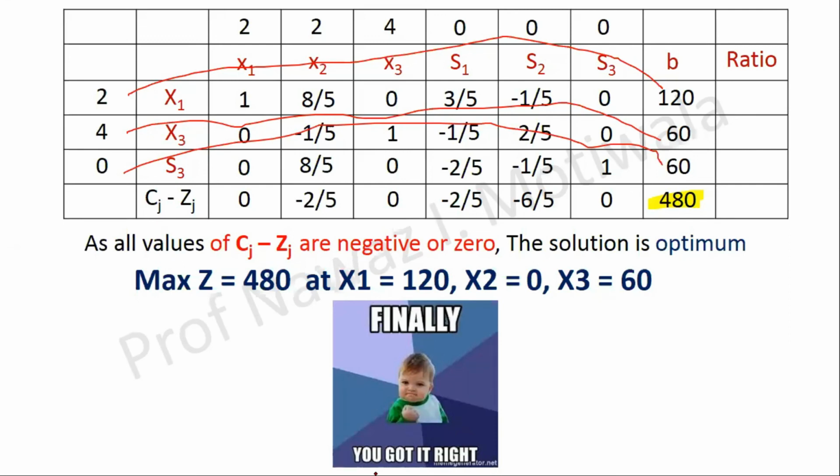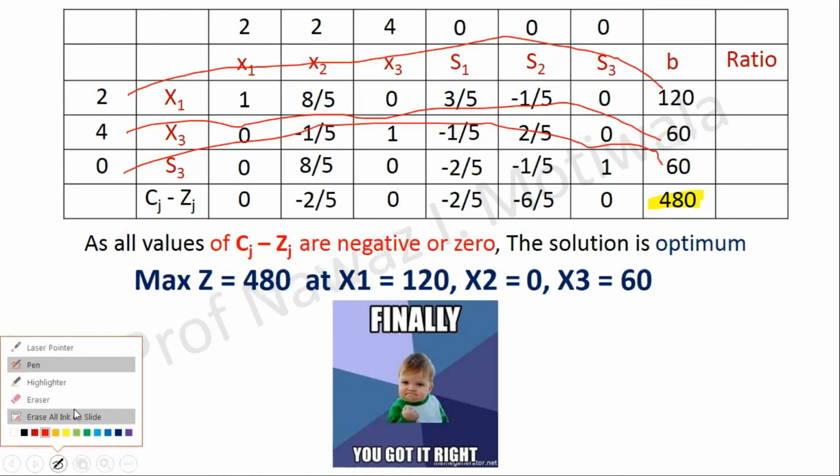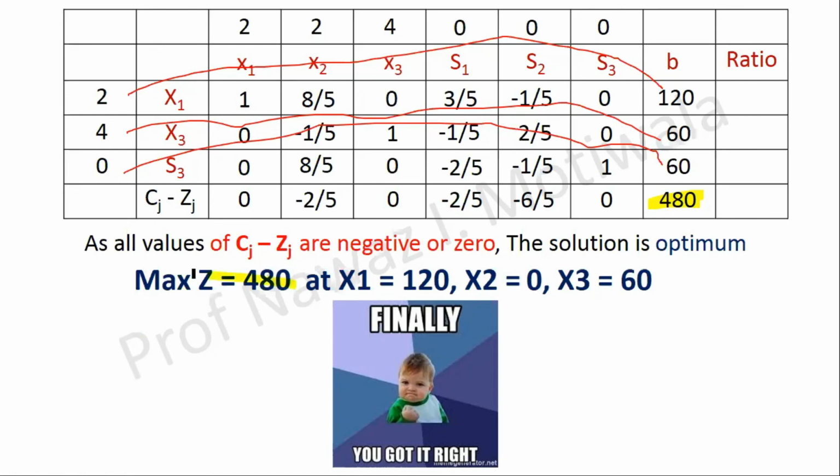So I will write down here: maximum value of Z is 480, at what values? x1 is 120, x2 is not coming in the solution, hence it will be 0, and x3 will be 60. That's it. And finally I can write that our solution is reached and we have completed the solution.